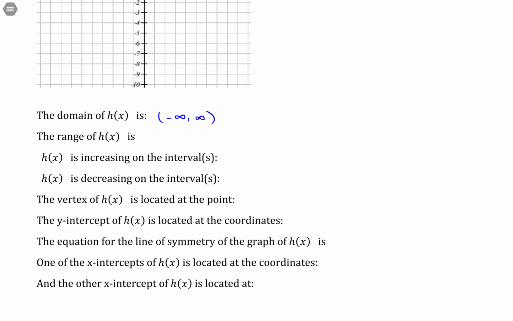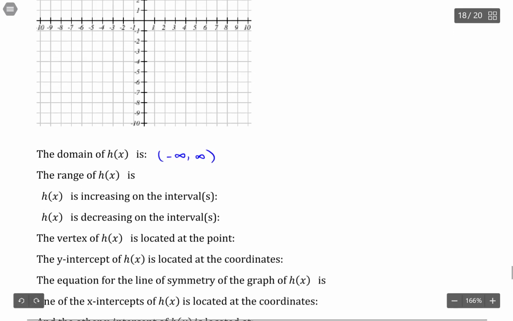Increasing and decreasing, well, that's also going to be a little bit easier to identify once we see the graph. So let's hold off on that one. The vertex, that's a great place to begin.